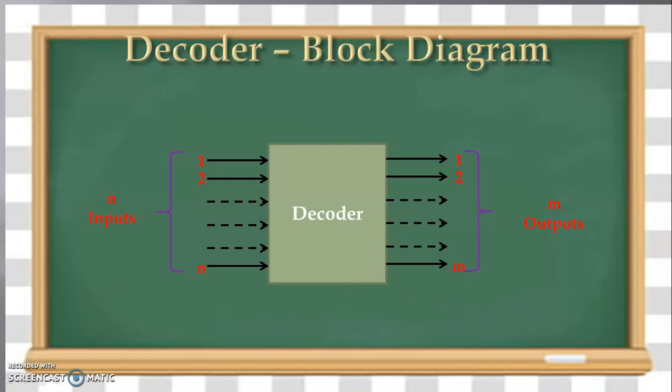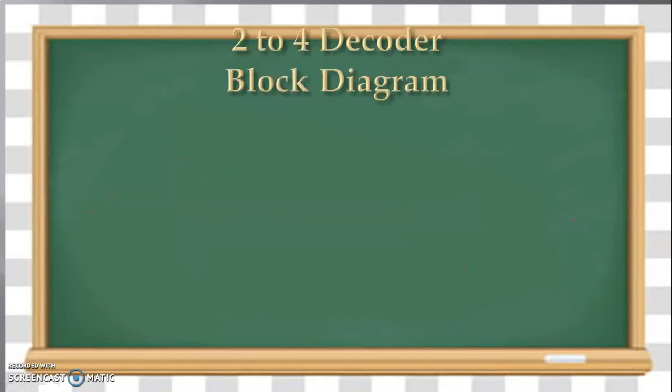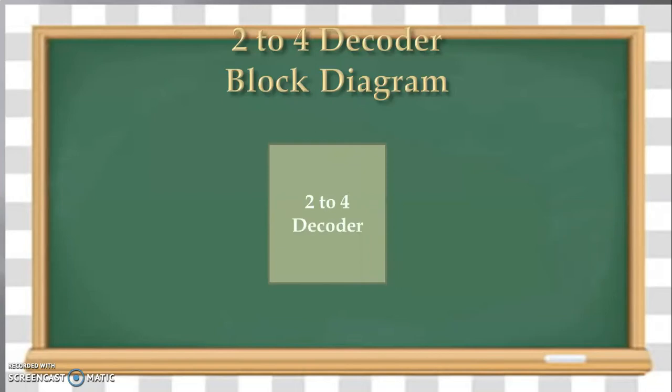Now let us study one of the decoders, with 2 inputs. If inputs are 2, then the maximum possible output is 2 raised to power 2, and that is 4. So it is known as a 2 to 4 decoder. First we understand the block diagram. Now we have the block diagram of the 2 to 4 decoder.